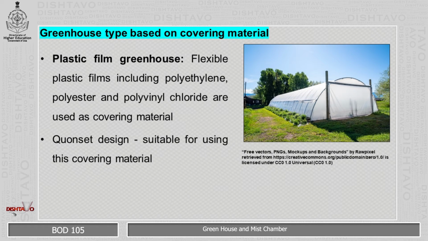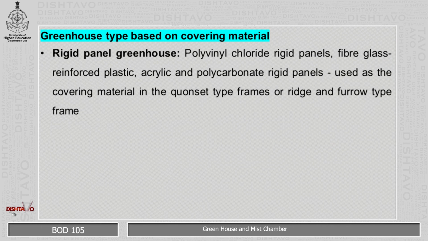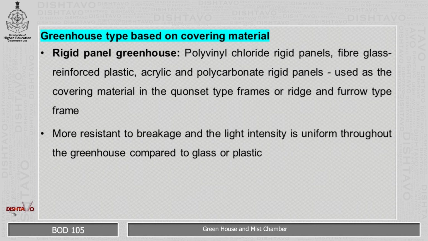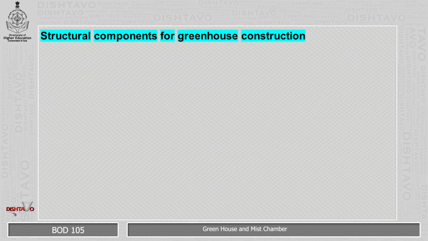Concept design is most suitable for using this type of covering material. Rigid panel greenhouse. Here, polyvinyl chloride rigid panels, fiberglass reinforced plastic, acrylic and polycarbonate rigid panels are used as the covering material in the concept type frames or ridge and furrow type frame. It is more resistant to breakage and the light intensity is uniform throughout the greenhouse compared to glass or plastic.